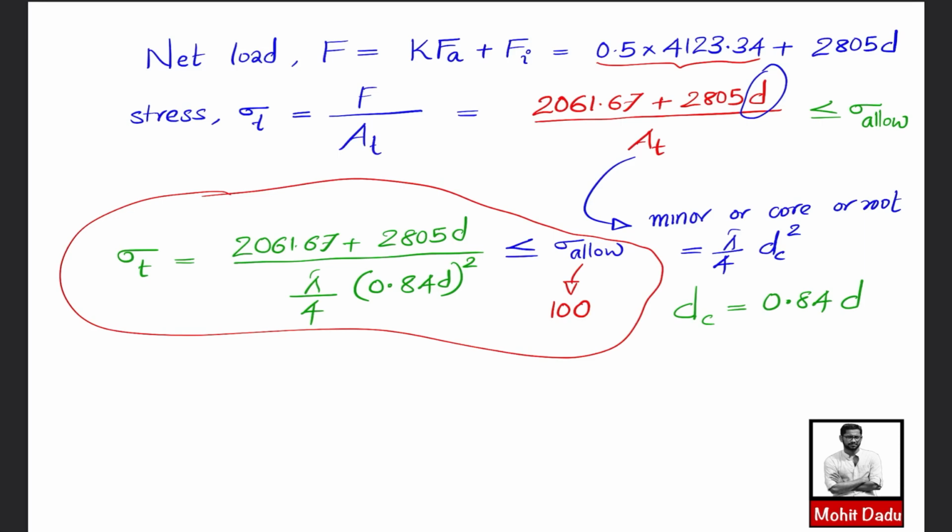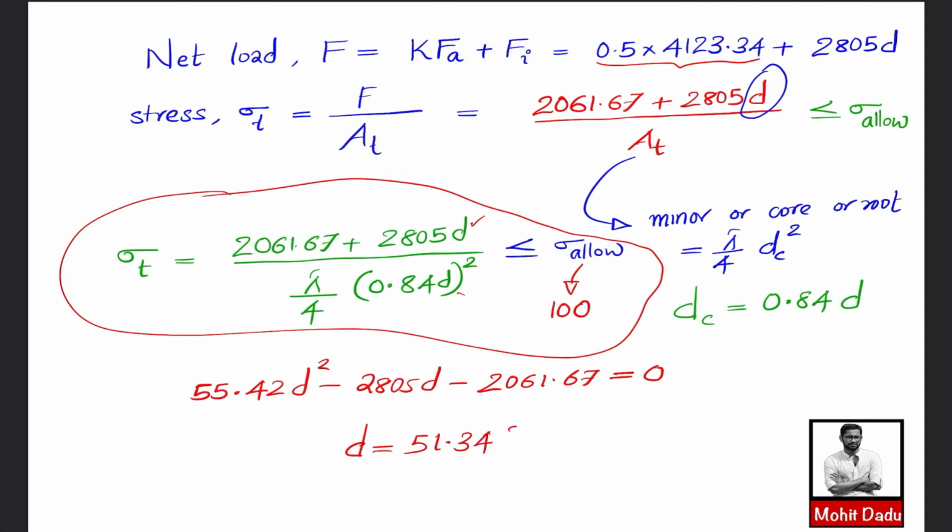So if you look here, the square of d is coming in this term, and d is coming in this term, so you will be getting a quadratic in d, and finally you will be getting a quadratic that is equivalent to 55.42d square minus 2805d minus 2061.67 equal to, right hand side will be finally 0. You will be getting this equation. So if you solve, you will be getting diameter in units of mm. So if you solve this one, you will be getting d equal to 51.34 mm.